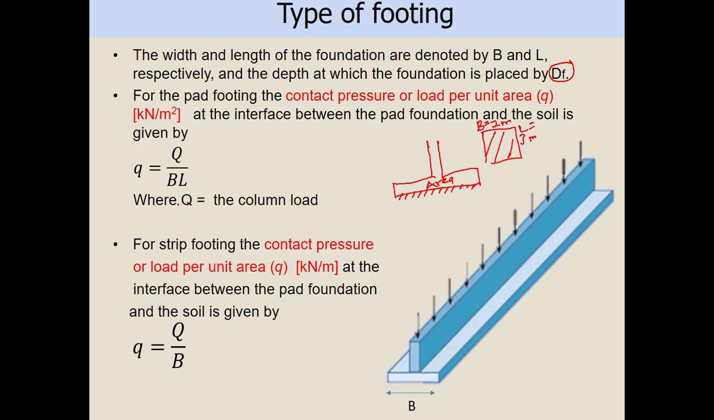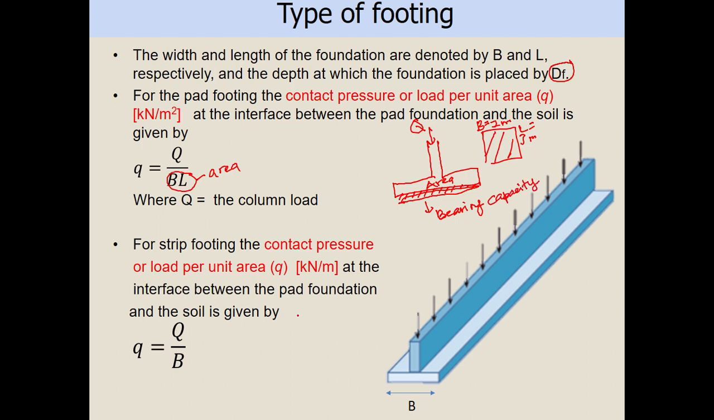So to calculate the pressure, Q is the column load divided by the area of the foundation. Actually this is the pressure underneath the foundation. We call it bearing capacity.